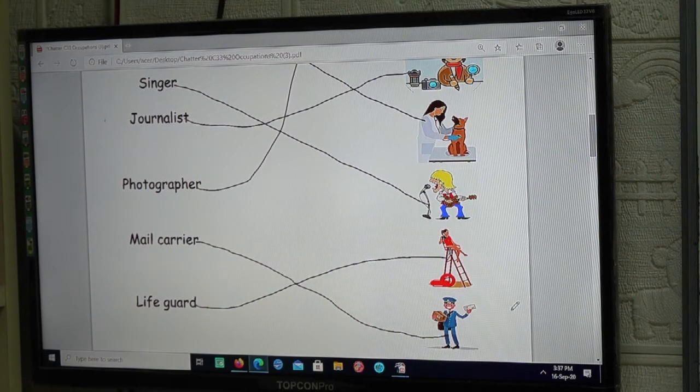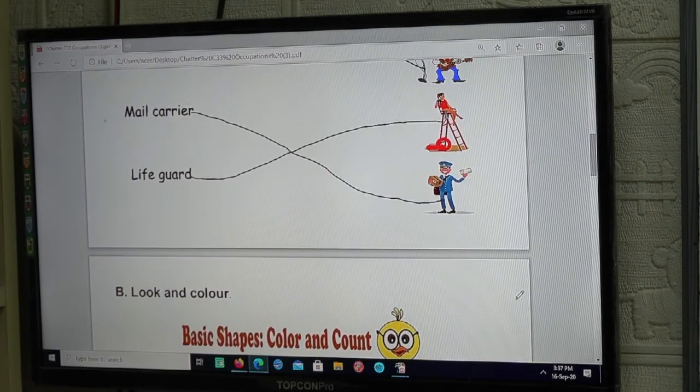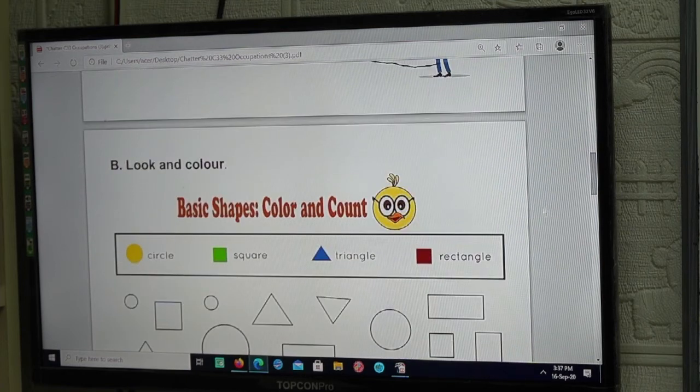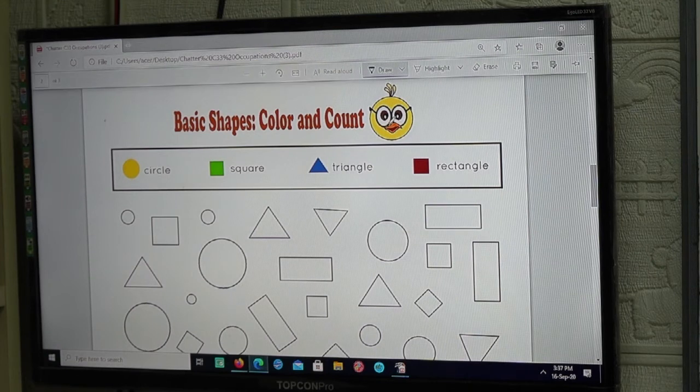Good. Hope you're done checking your answers. Now we can move on to the following part. It says look and color. Today, what do we have to color? Do we have to color the chicks?